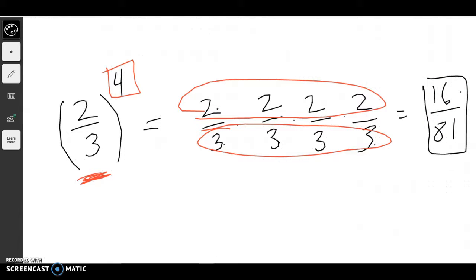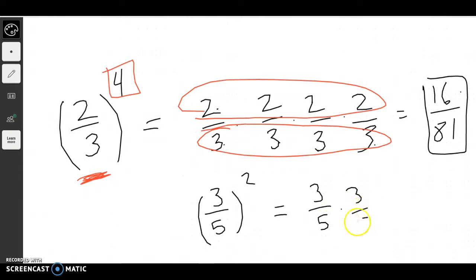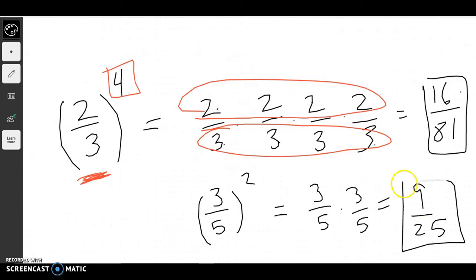Let's try a different one. So let's see if you can figure out the answer to this. Well, hopefully you go, okay, well this means 3 over 5 times 3 over 5, which is going to give you 9 over 25. And that would be my answer.